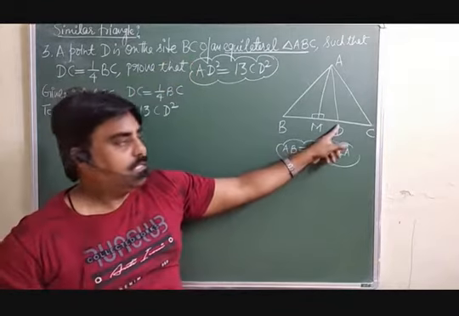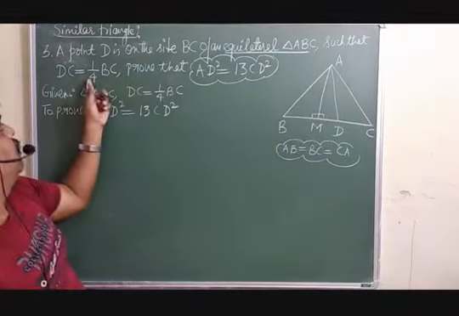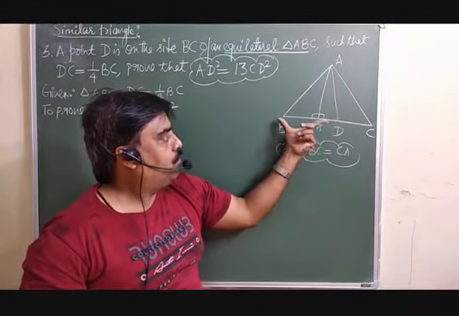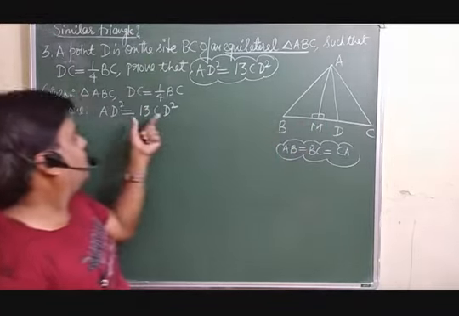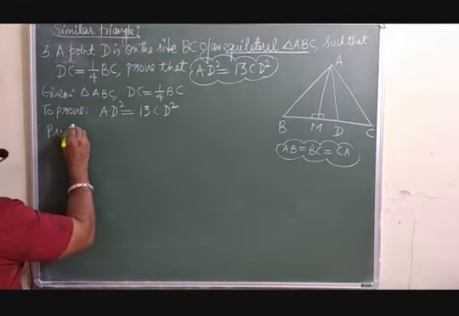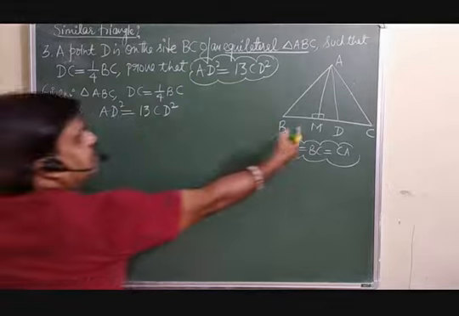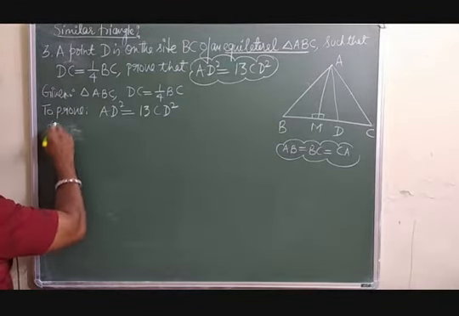And D is a point, and this CD is 1/4 of BC. We are supposed to prove that AD square is equal to 13 times CD square. So look here now. First of all, we need a construction. Construction is required.